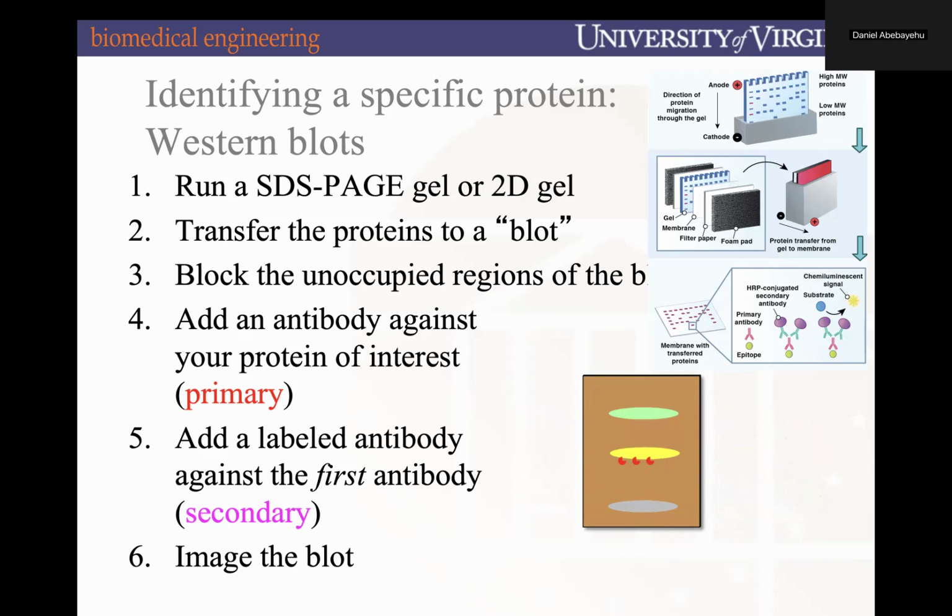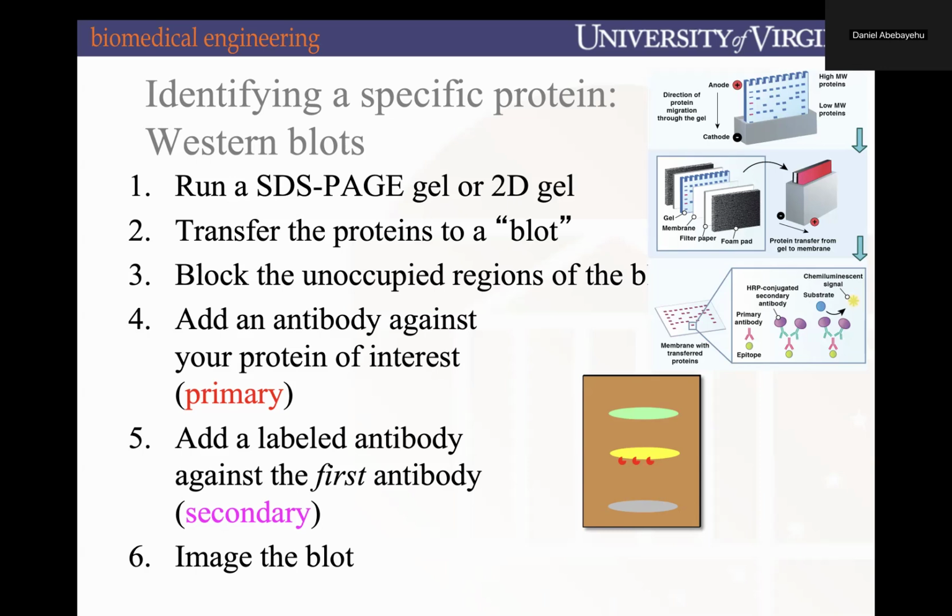So if your primary is rabbit anti-actin, your secondary is going to be some other species, goat anti-rabbit. It's going to be anti the species of your primary antibody because it's just an antibody that's generic for antibodies from that species. So I can try and write this on the board.